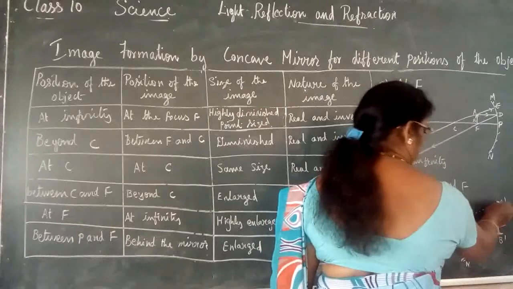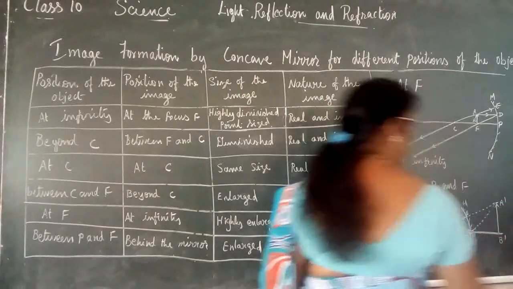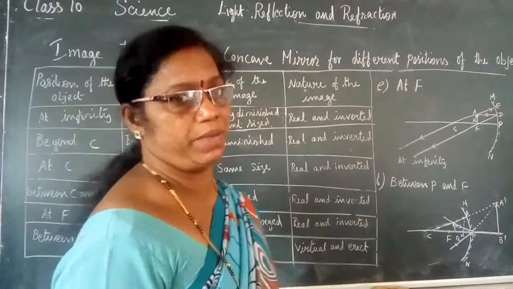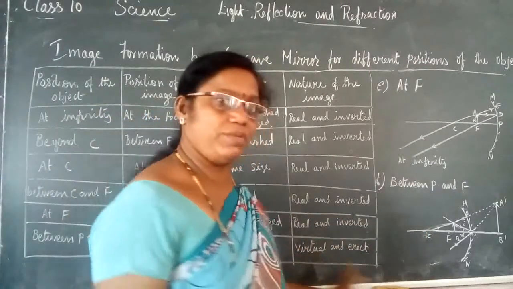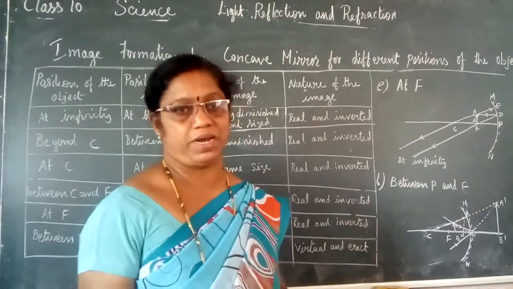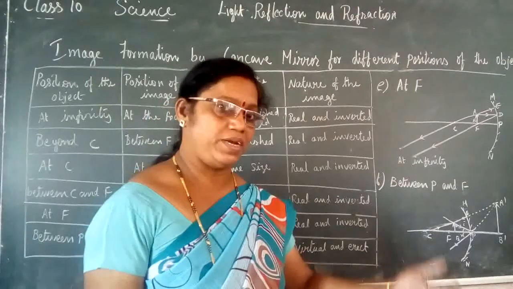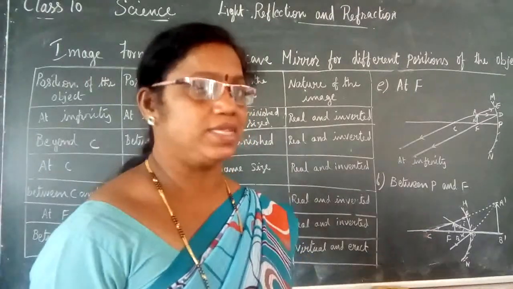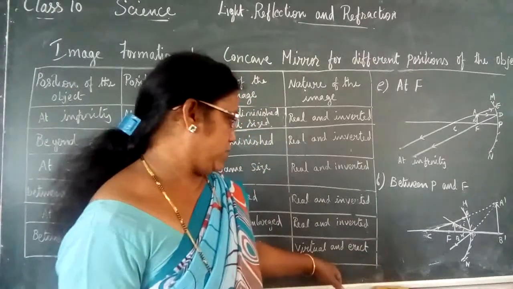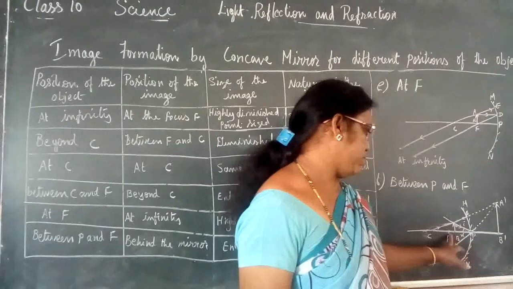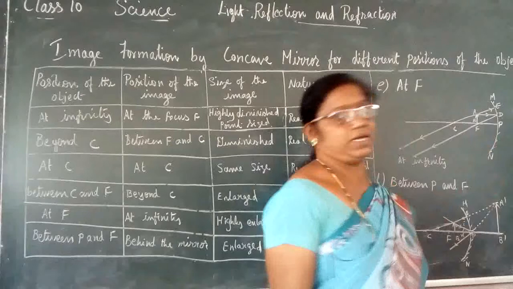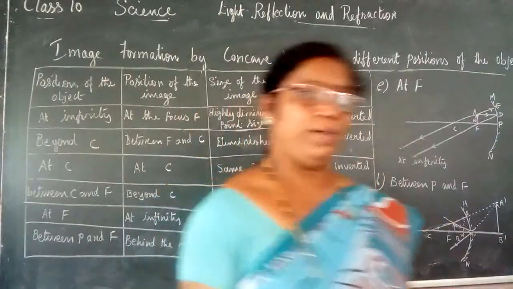So at this point, we will get an erect image, and it is going to be a virtual image, not a real image. A virtual image is the image formed in a plane mirror. That type of mirror image we cannot catch on a screen. So virtual images are formed when the object is placed in between F and P, in between the focus and the pole of the mirror.